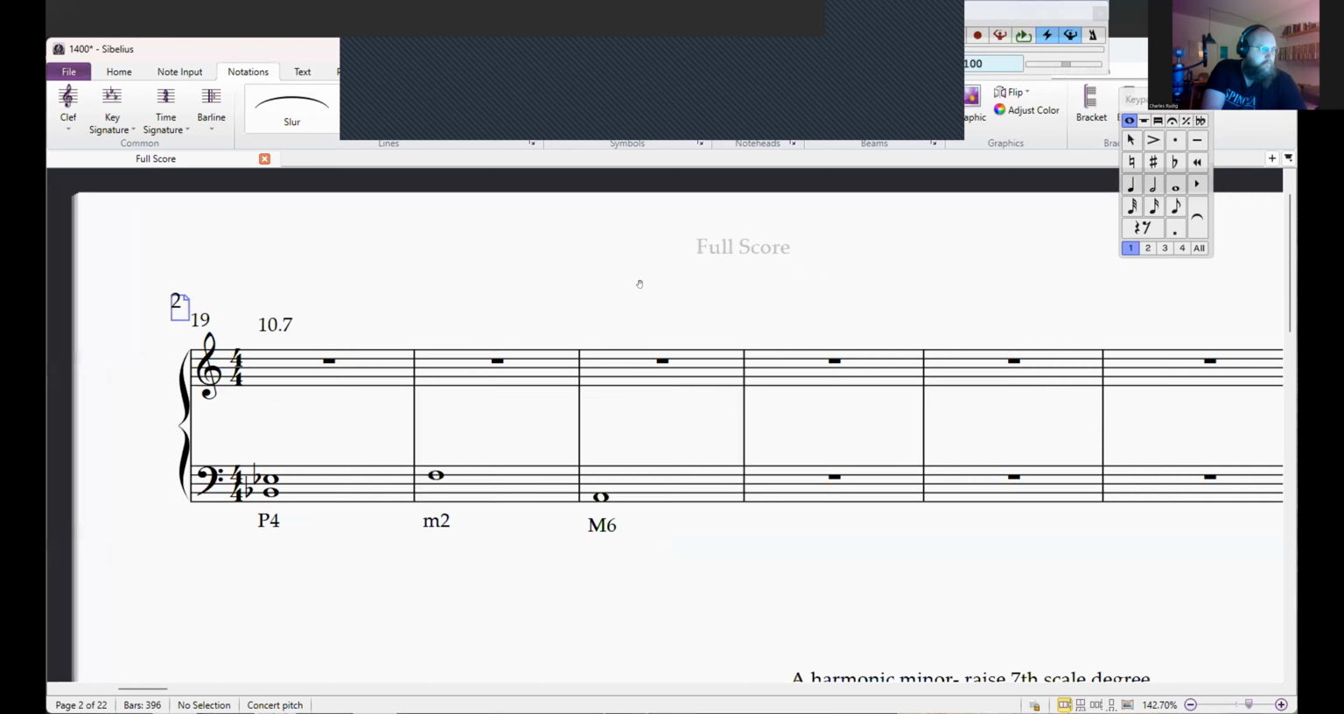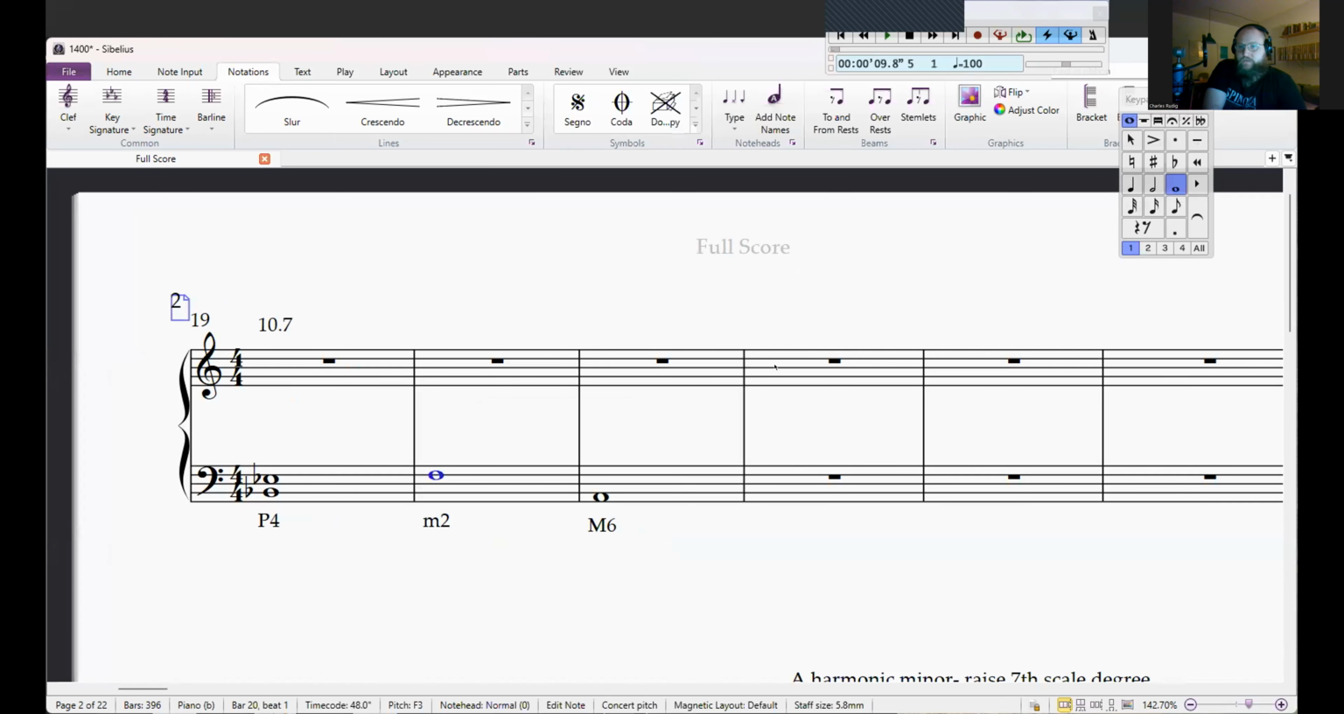So share screen. Okay. So minor second. First of all, let's get our quantity. So a minor second, F, G. So our quantity is 2. We know it's going to be some kind of a G.